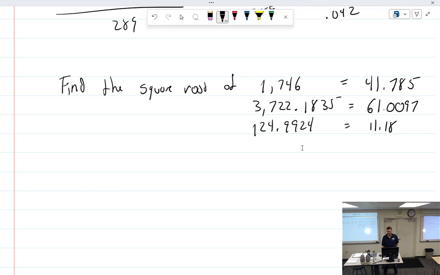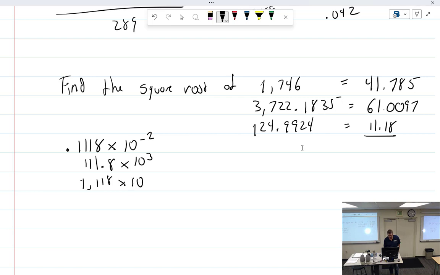11.18. Guess what, though? That is not a possible answer. Answers given are 0.1118 times 10 to the negative second power, or 0.11... no, you're supposed to erase. 111.8 times 10 to the third power, and 1,118 times 10 to the negative second.